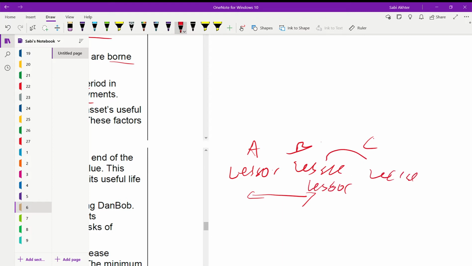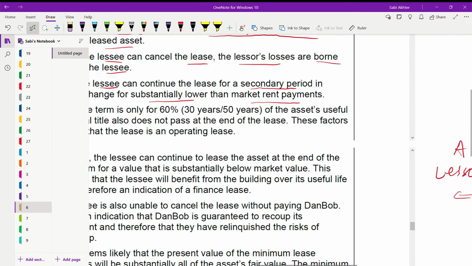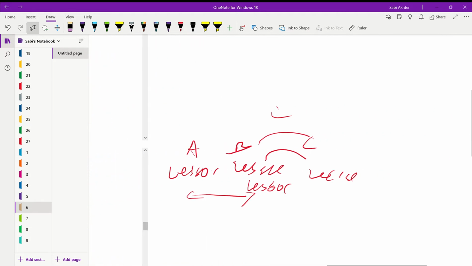So this term between B and C, whatever the lease term is, it is known as secondary period. Okay, I made a mistake in my part 2 where I told secondary period means when you extend the lease term. No, it is when the lessor leases to the lessee, and again that lessee leases it to someone else. This is known as subleasing.